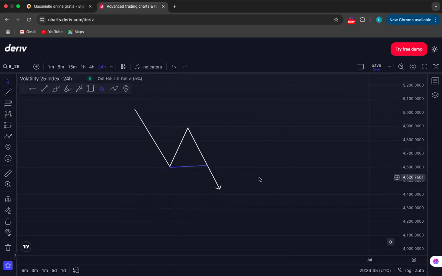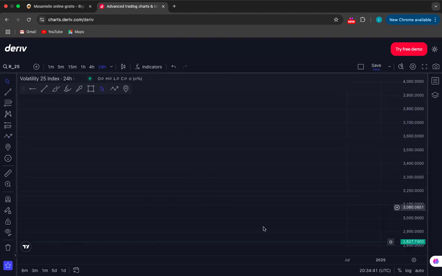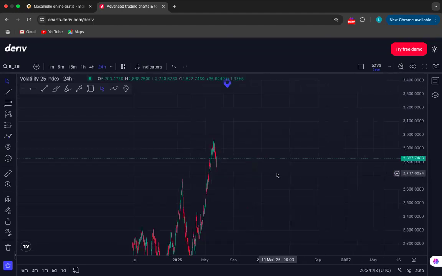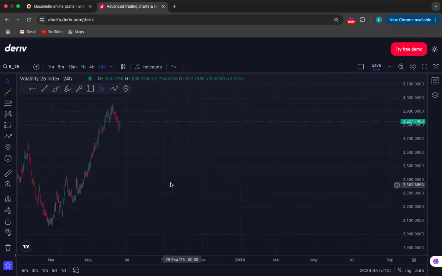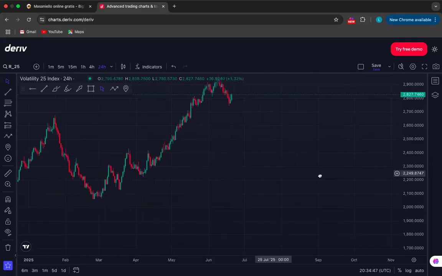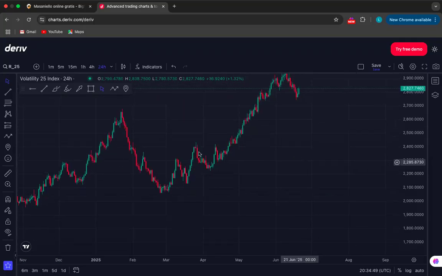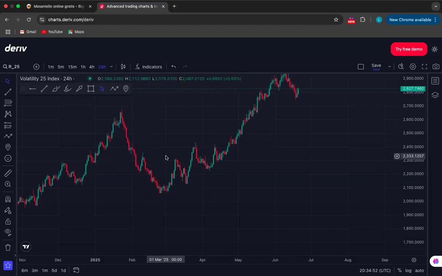All right, break of structure. Now let's look at this on the real chart. Let me draw this pattern. So we have, this is an uptrend. We have higher high, higher low, higher high. We have this low here.